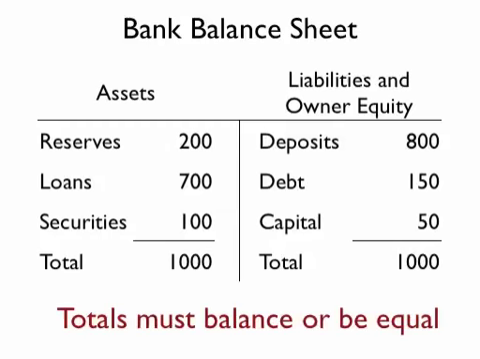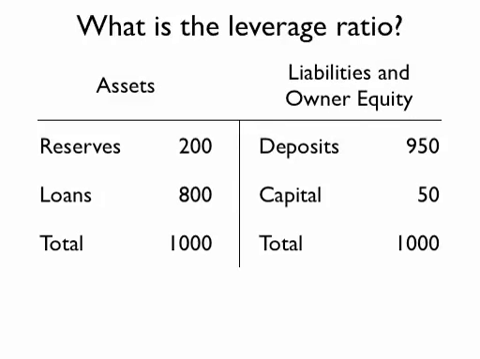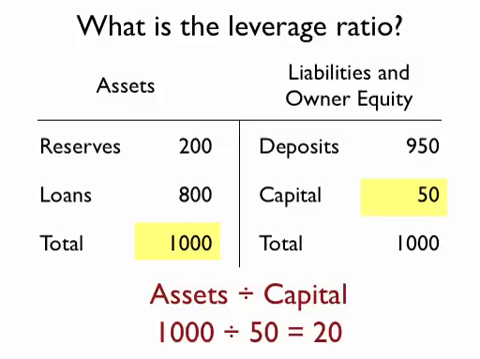Now, can you calculate what the leverage ratio is in this case? Okay, let's look at a more simplified version here. In this case, the assets divided by the capital is the leverage ratio. So the assets would be 1,000, and the capital would be 50. So it'd be 1,000 divided by 50, or 20. Our leverage ratio is 20.